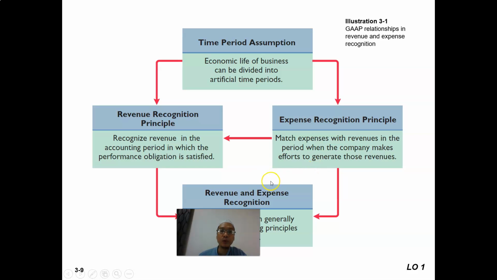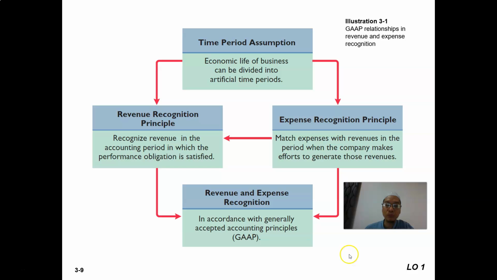We have looked into several very basic accounting concepts. We have looked at the time period assumption, where businesses divide the business into time periods, and that is important for reporting purposes. When we want to report something, we need to report according to time. Otherwise, we will not be able to report our activities. We need to specify a time for us to report our activities.